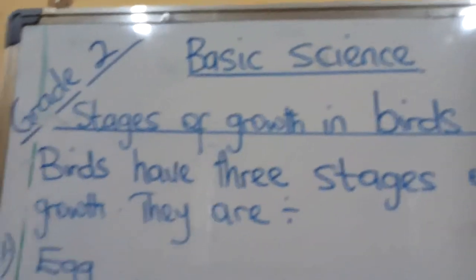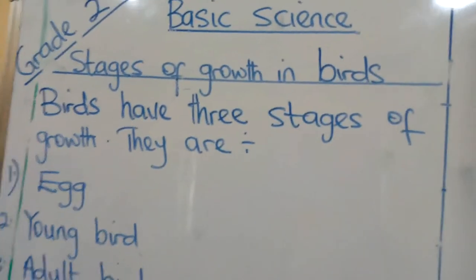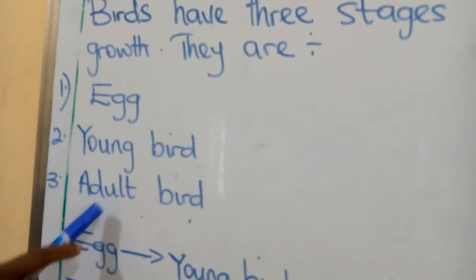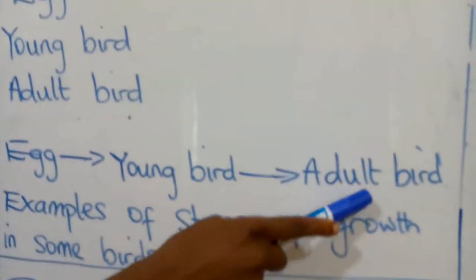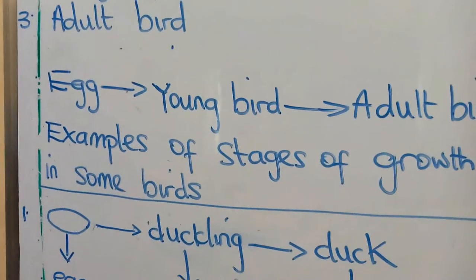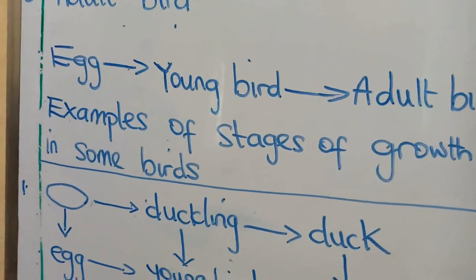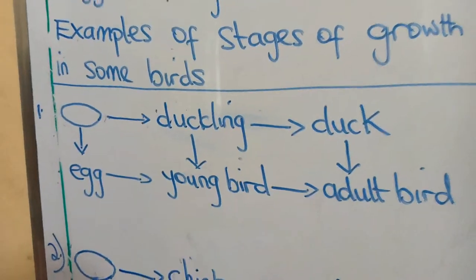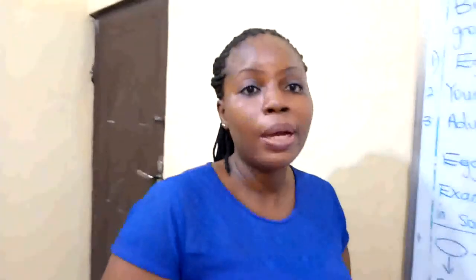I hope it's an interesting topic. I told you that birds have three stages of growth: the egg, the young bird, and the adult bird. I also gave examples of some birds from the egg stage to the adult stage. So it's time for your own activity.